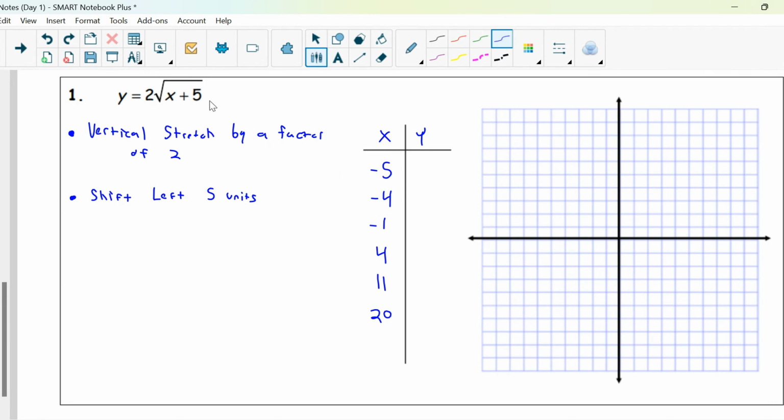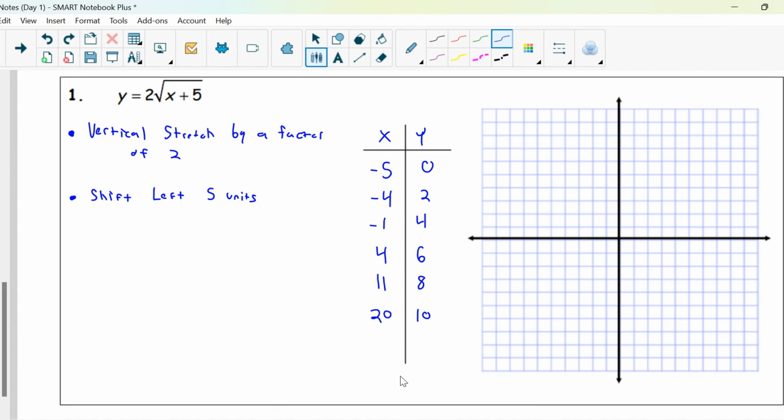So -5, -5 plus 5 gives me 0. 0 times anything is 0. So -5 and 0. -4 is going to give me the square root of 1 times 2, which just gives me 2. -1, -1 plus 5 gives me positive 4. The square root of 4 is 2. 2 times 2 gives me 4. 4 plus 5 gives me 9. The square root of 9 is 3. 2 times 3 is 6. 11, square root of 16. 4. 4 times 2 is 8. And 20. 5 times 2 gives me 10.